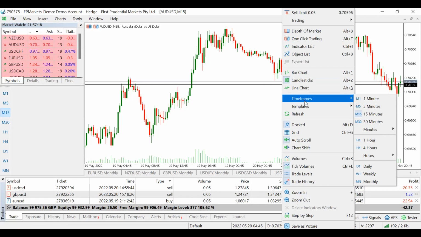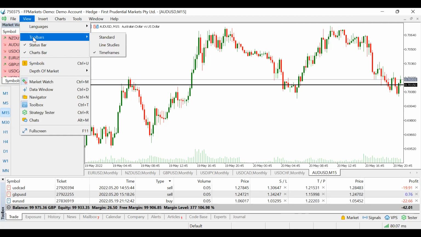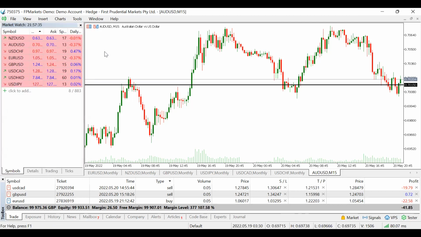I go to view, and then go to toolbar. And then click on the X for time frame. Just click on the highlight for time frame. Okay, and then click on the market watch. Click on the X market watch. No, get rid of market watch.